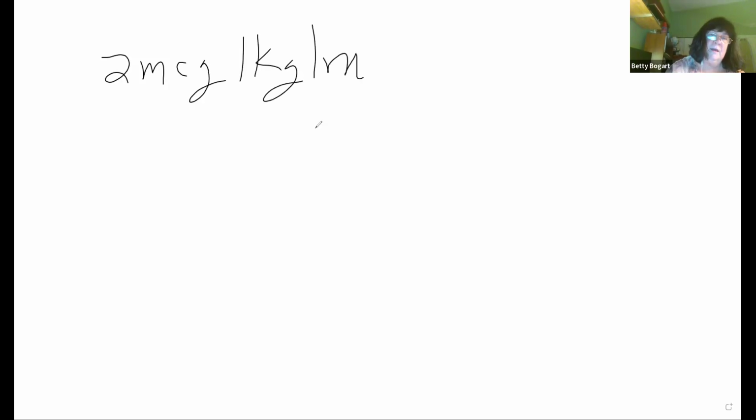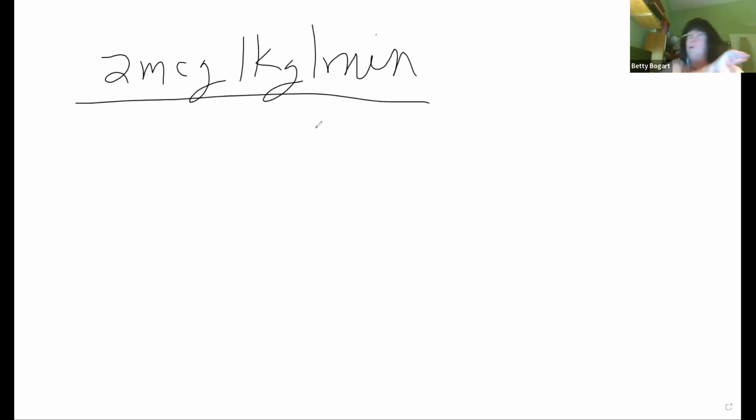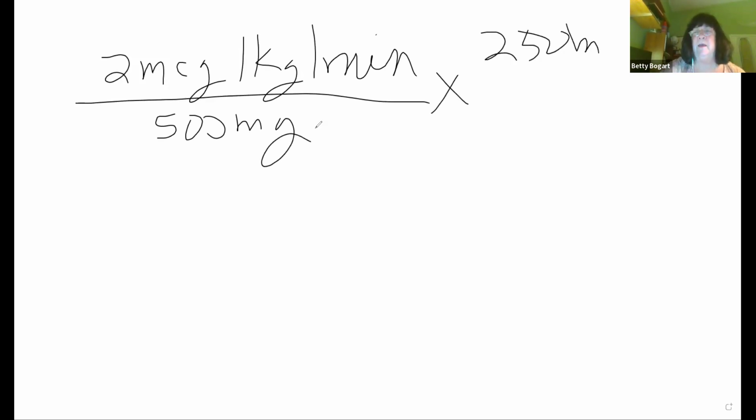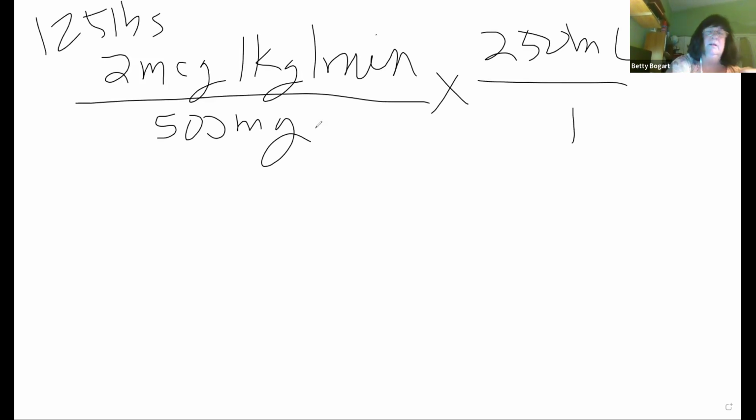Okay, here we go. So it's 2 micrograms per kilogram per minute. Just write it down like the formula. Don't do any changes. Don't try to write it down and change as you do it. Errors happen then. And 500 milligrams was in the bag, and that bag was 250 mLs big. And this person weighed 125 pounds. So let's go down and rewrite it. 2 micrograms times 125 pounds is how many kilograms?